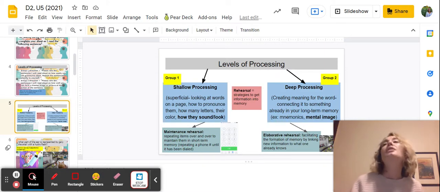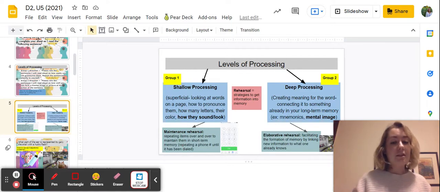So if you're trying to study something, you're just looking at it at a surface level and not really engaging with it in a deep way. Let's say you're in your English class, right? How many times have you read something and it just kind of went by, and you're like, oh, I didn't take in any of this, right? That's shallow processing. You're not really engaging deeply with something.